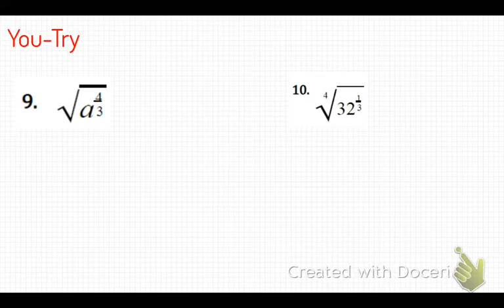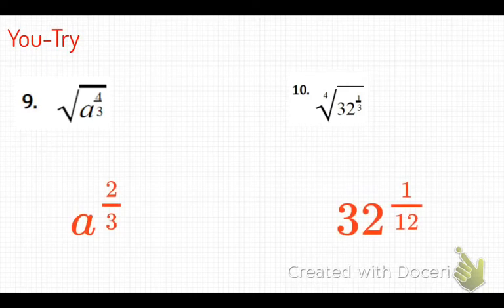These are you tries. Let's check these answers for 9 and 10. Is this what you got? Yes. On number 9, if you had a to the 4/6, you need to simplify that, please. Because 4 times 1 is 4, 3 times 2 is 6, and 4 over 6 is 2/3. Are these ones okay? Ready to move on?